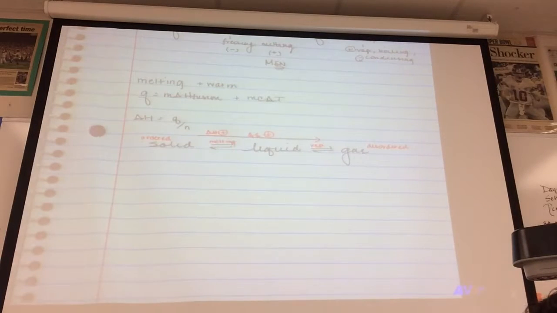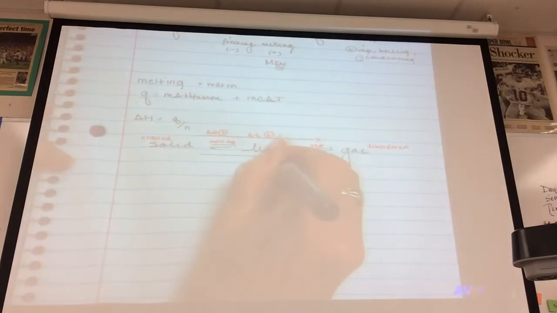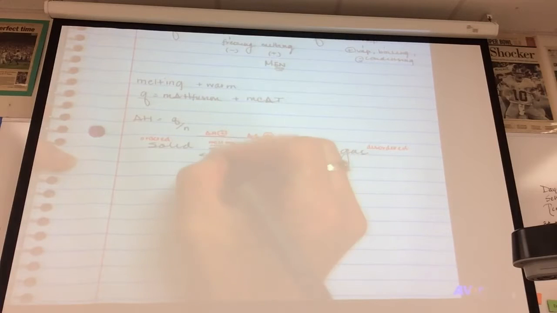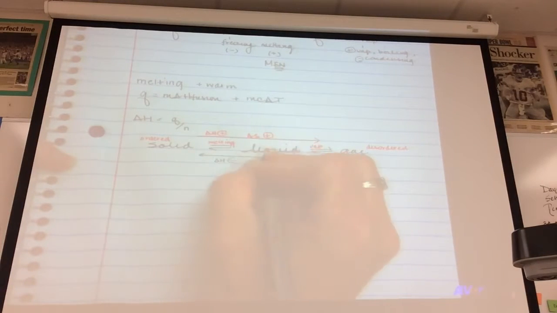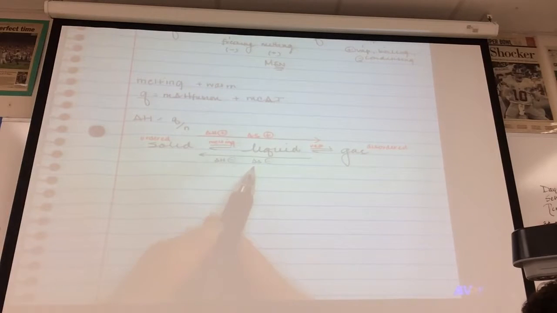In the reverse direction, then, we know that delta H is negative, exothermic. Delta S would be negative as well. Remember, negative delta S, negative order. Order is determined by delta S, not by delta H. Sound familiar?